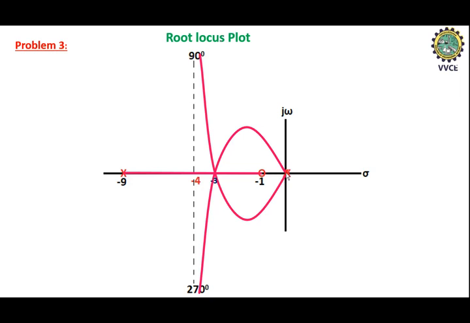After plotting this root locus, you need to mention the direction. So one pole is moving leftwards, crossing -3, it is going towards 270 degree. And another pole is moving from 0 to -3 and towards 90 degree. And the already plotted one has starting point -9 and ending point -1. So it is from -9 to -1.